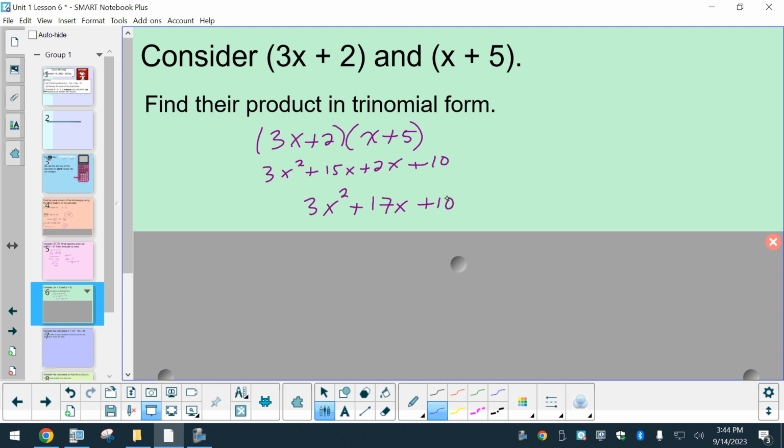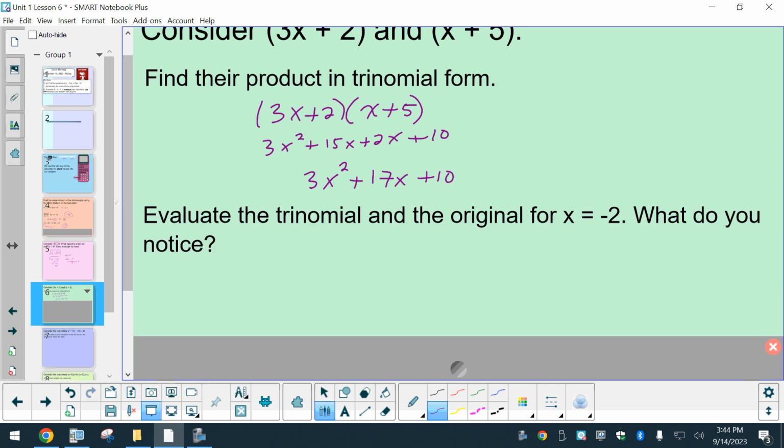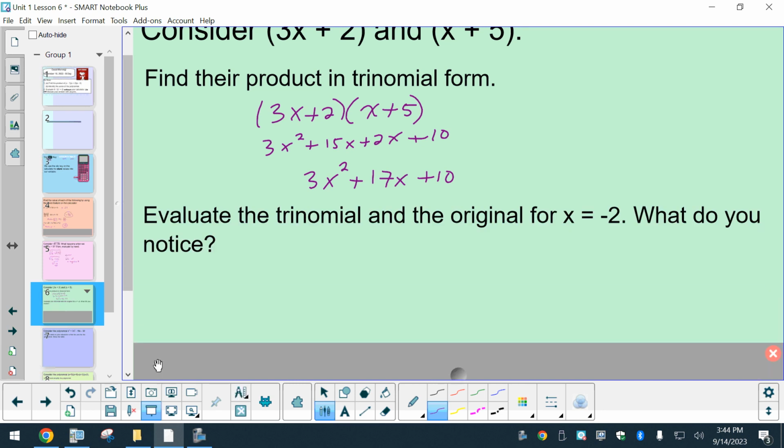And now they want you to evaluate the trinomial and the original. Okay? So we want to do both. So we want to take the original product. Well, let's first do the trinomial. And we want to evaluate for x is negative 2. Okay? So you could use your store feature, but let's just practice some of our math. Okay, so you're going to get a 4 here.